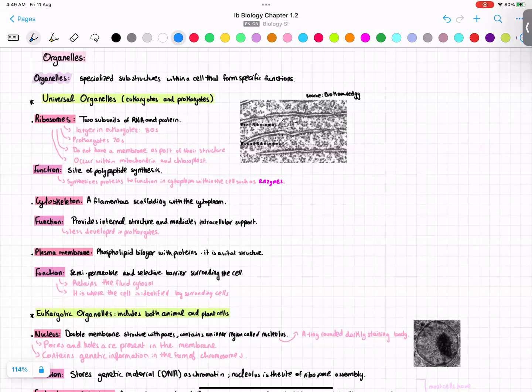It's very important. And then we're going to be discussing the plasma membrane. It's a phospholipid bilayer. Again, this is the definition, but of course, we're going to learn about this in the next chapter, 1.3. It's a phospholipid bilayer with proteins, and it's a vital structure. The cell cannot live without the plasma membrane. It's a semi-permeable and selective barrier surrounding the cell. So it's in charge of what goes inside the cell and outside the cell. And it retains the fluid cytosol, which is basically cytoplasm. And it is where the cell is identified by surrounding cells.